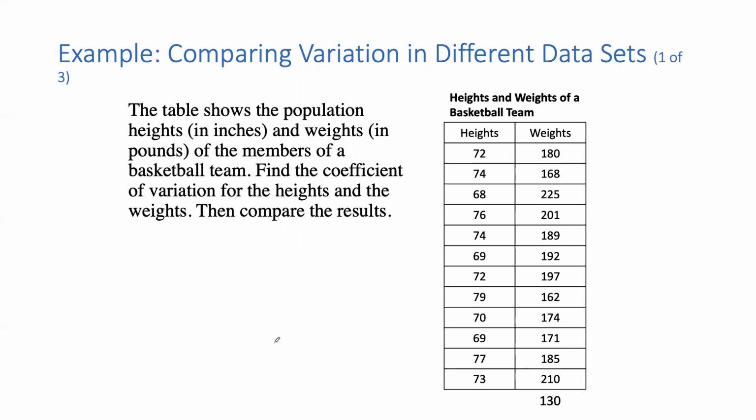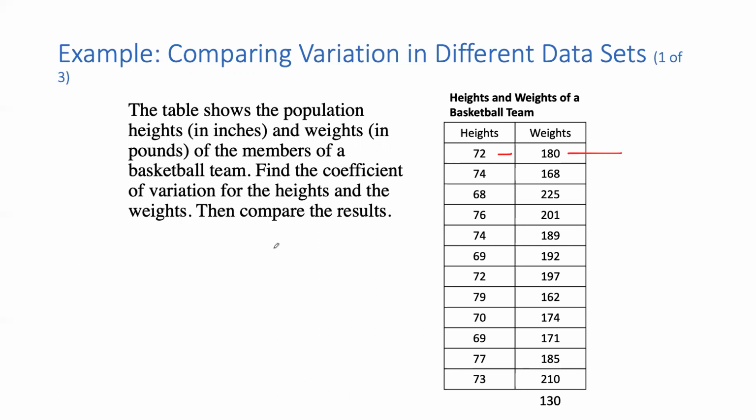For instance, here I have data on the heights and weights of a basketball team. Now imagine that the heights are measured in inches and the weights are measured in pounds. So this is a player whose height is 72 inches, and the weights here are in pounds. If I have a question: is there more variation in the heights of basketball players, or is there more variation in their weights? How do I go about this?